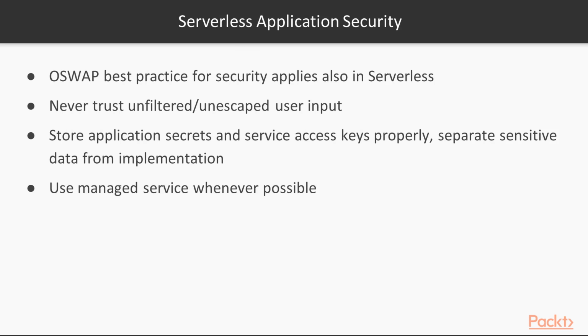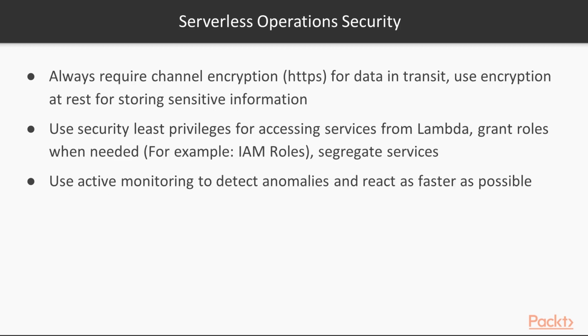In particular, OWASP mitigation practices are still applicable when developing serverless application. As outstanding points, never trust unfiltered user input, separate application secrets from code, and use encryption to store sensitive information. In addition, use managed service whenever possible. Talking about services communication, always require encrypted channel for data in transit, and use least privileges for accessing other services from Lambda. You may also grant temporary role for temporary limited access.